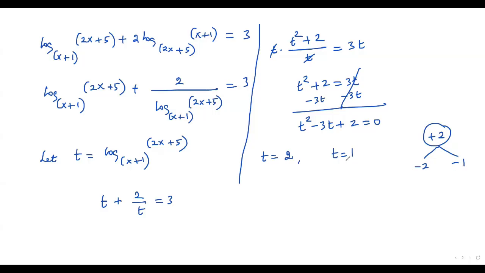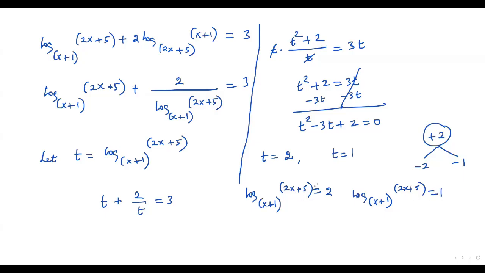Actually, t is a variable taken by us to make the solving process easier. It has to be replaced by the original expression, that is log base x + 1 of 2x + 5. Let me write it. Log base x + 1 of 2x + 5 equals 2. And for this t also, we can plug in the original expression. Then I'm getting log base x + 1 of 2x + 5 equals 1.